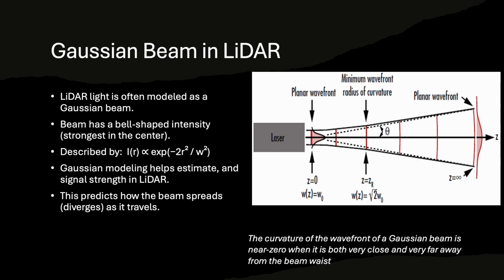This pattern is mathematically described by the Gaussian formula shown: I of r is proportional to e to the power of negative 2r squared divided by w squared. In simple terms, this means that the beam intensity drops off exponentially as we move away from the center. Understanding this beam shape helps engineers predict how the laser will spread over a distance, which directly affects the LiDAR's resolution and effective range.